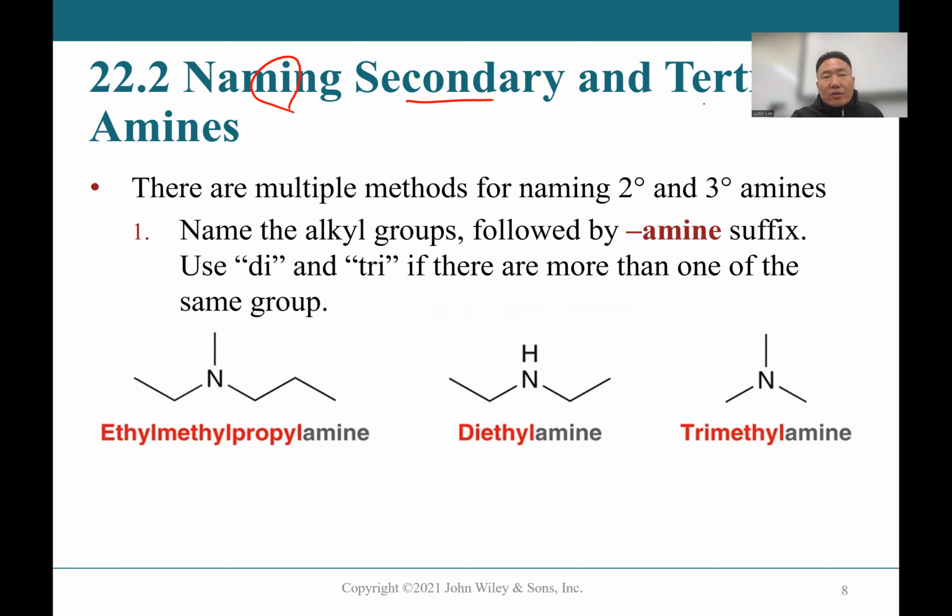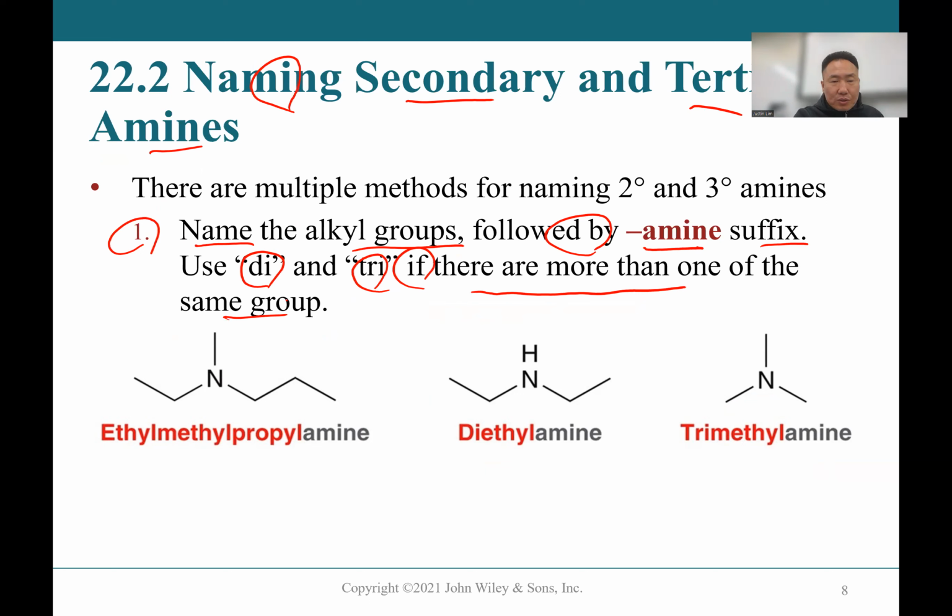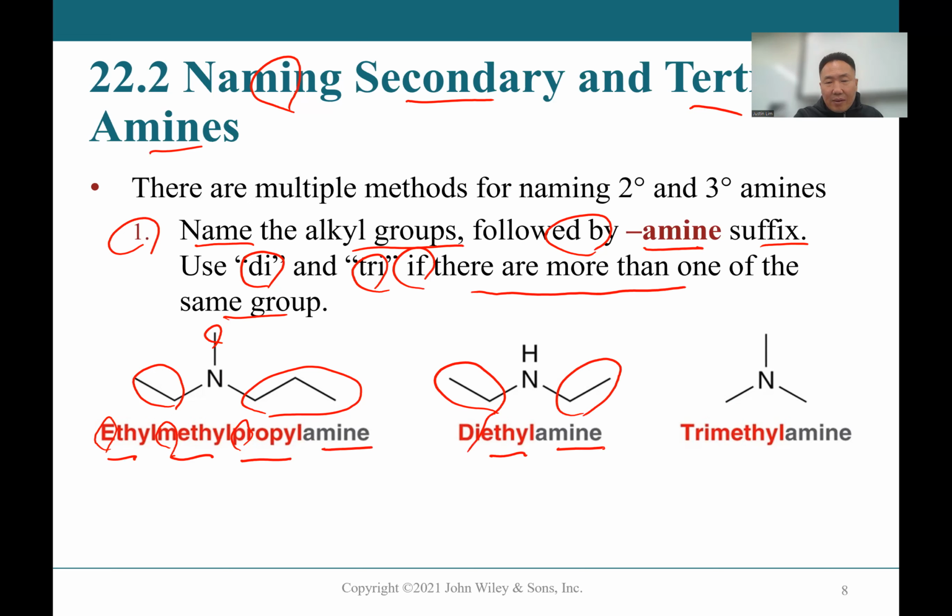Naming secondary and tertiary amines. Number one, name the alkyl groups followed by the amine suffix. Use di and tri if there is more than one of the same group. So this is 1 carbon, 2 carbons, 3 carbons. You need to follow alphabetical order. So ethyl, methyl, propyl, amine. 2 carbons, 2 carbons, diethylamine. 3 methyl groups, so trimethylamine. Use di- and tri- prefixes.